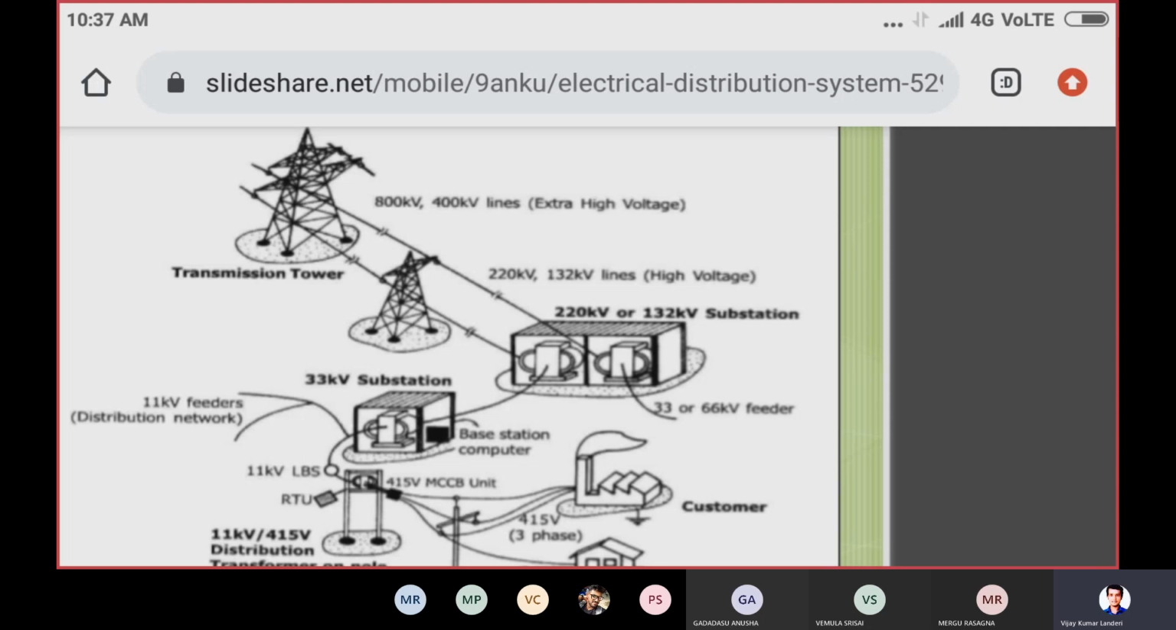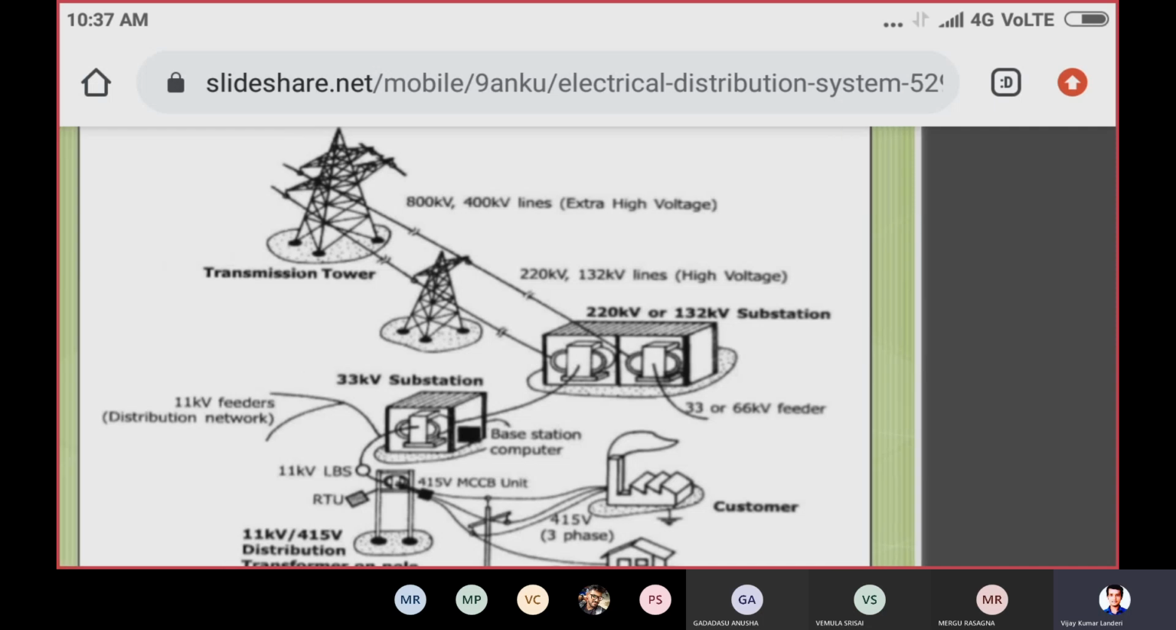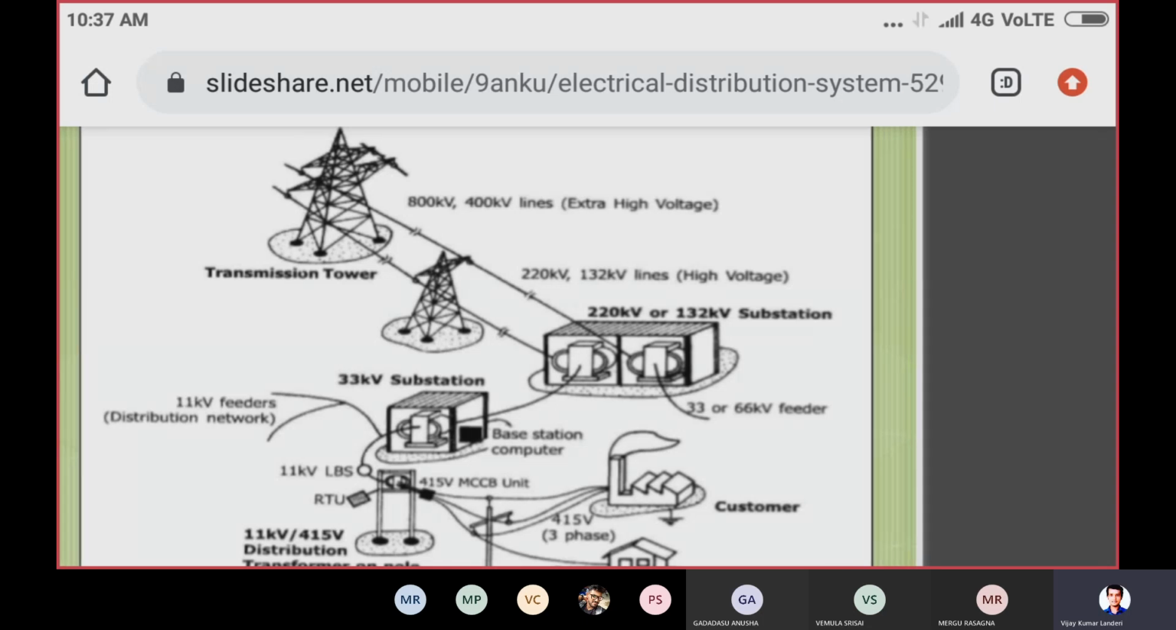Here in the substations, the power is received at voltages of 220 kV or 132 kV. In the substations we have the step down transformers. Those step down transformers will step down the voltages from 220 kV or 132 kV to 33 or 66 kV. You can observe in the diagram that the voltages coming outside are 33 or 66 kV. Again, this voltage is fed to the 33 kV substation.